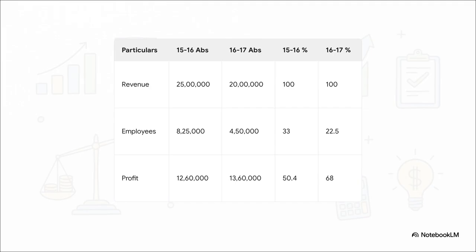Well, our vertical percentage analysis gives us the smoking gun. By setting revenue to 100%, we can clearly see that employee benefits used to eat up 33% of the revenue. The next year, it only took up 22.5%. They drastically slashed employee expenses. So yeah, absolute revenue dropped, but profitability skyrocketed to 68% because they cut massive internal costs. See? That is the power of analysis meeting interpretation.